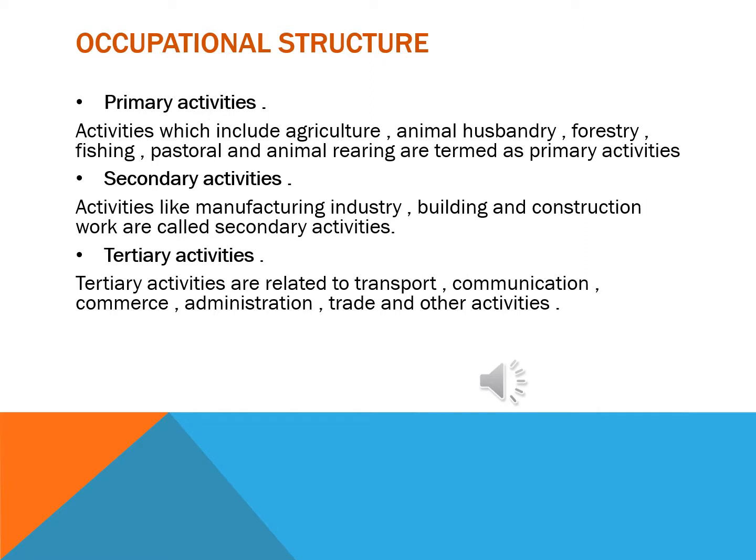Occupational structure. Primary activities. Activities which include agriculture, animal husbandry, forestry, fishing, pastoral, and animal rearing are termed primary activities. Secondary activities. Activities like manufacturing industry, building, and construction work are called secondary activities. Tertiary activities. They are related to transport, communication, commerce, administration, trade, and other activities.